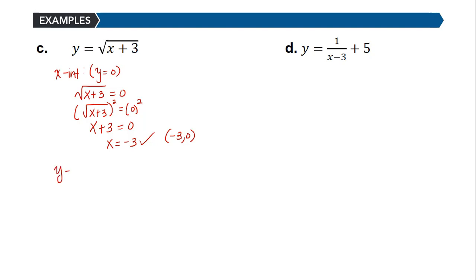The y-intercept is found by replacing x with 0. Therefore, we would get y equals the square root of 0 plus 3, which is the square root of 3. So the precise y-intercept is (0, square root of 3). If we wanted to approximate it, it would be (0, 1.7) if we round to 1 decimal place.